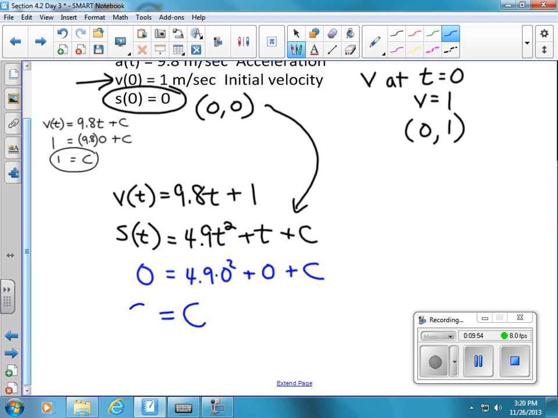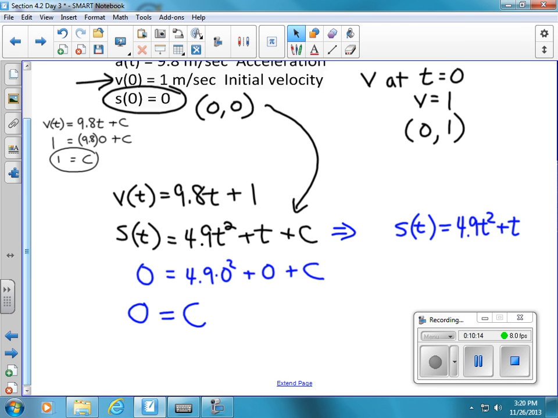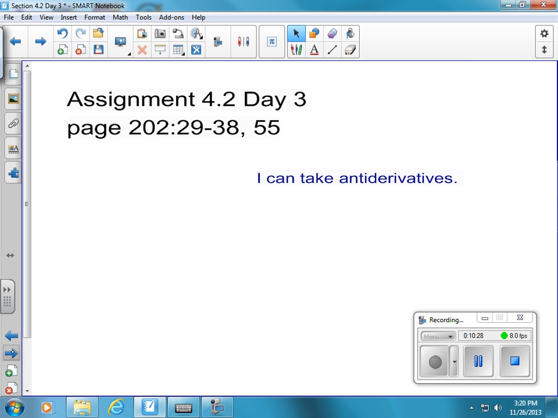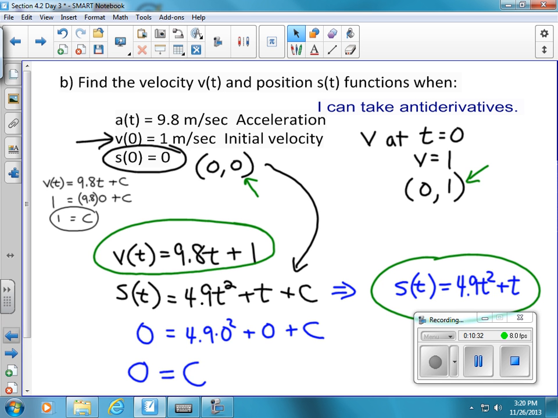So our position function is s equals 4.9 t squared plus t plus 0. All right, so our two answers are the position function and the velocity function. And we used our initial values: the velocity initial value 0, 1, and the position 0, 0. And that's it for section 4.2, day 3.